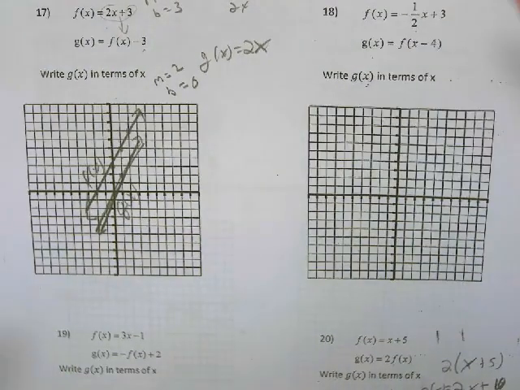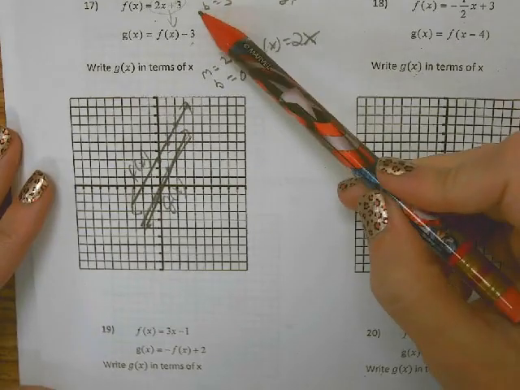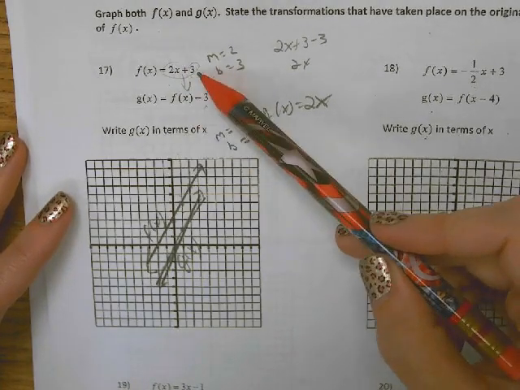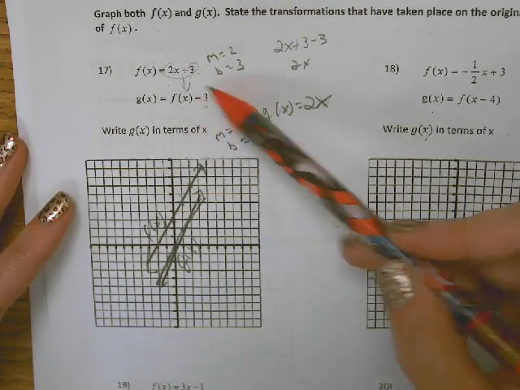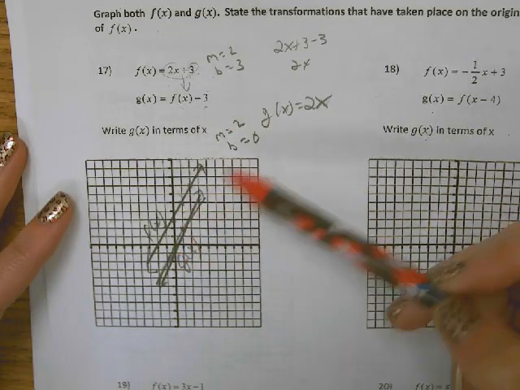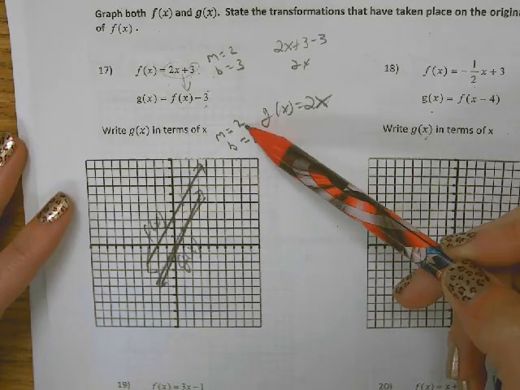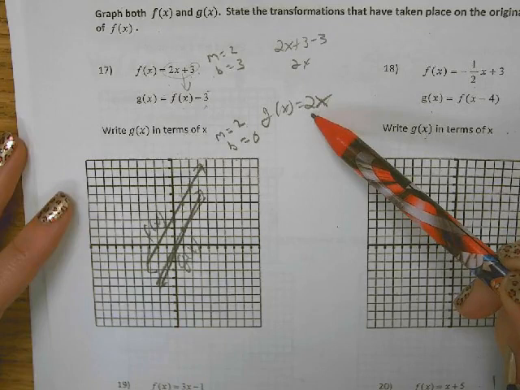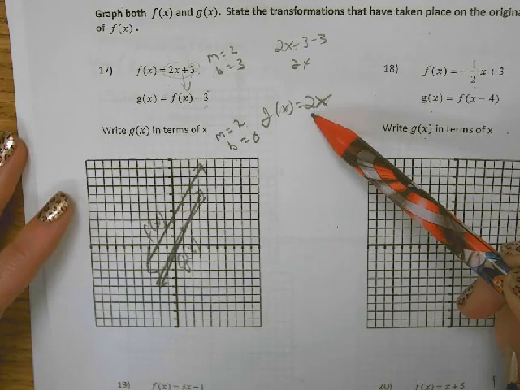Okay, so now getting a more complex parent function, instead of just f of x, we actually have a more complex line. We have 2x plus 3. But the transformation is still to go down 3. So I graph the original, I move it down 3, I look at my new y-intercept, and my slope actually stayed the same, because there's no number out here. So I write the new function in terms of x.